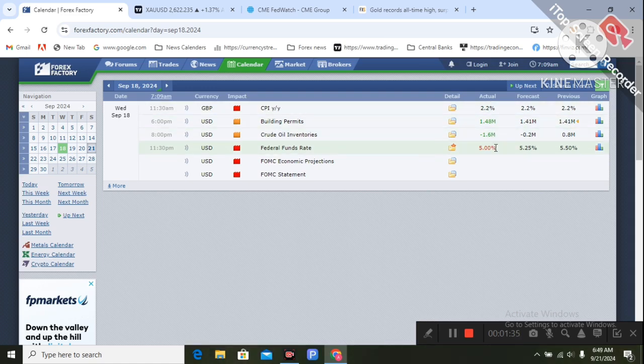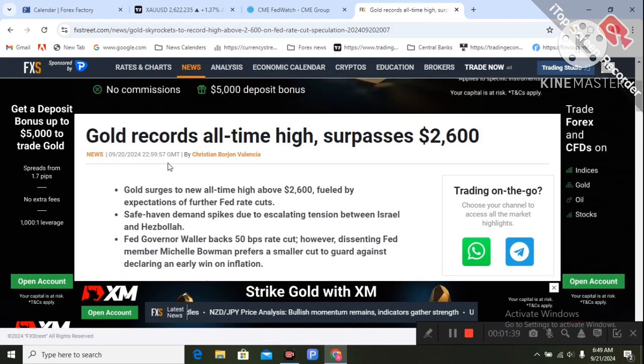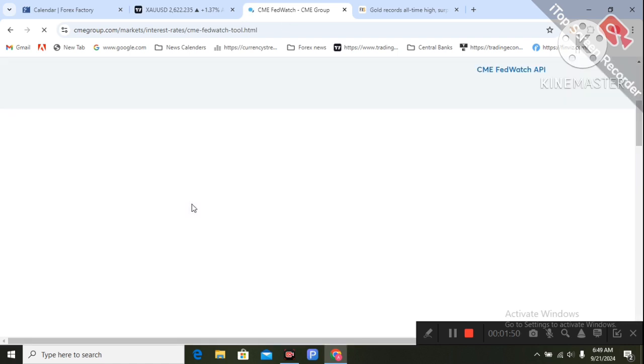The Fed, the American central bank, this rate cut means dollar depreciation. And the FX Street website mentioned gold record all-time high, surpassing 2600. This is the all-time high price gold created with this rate cut.